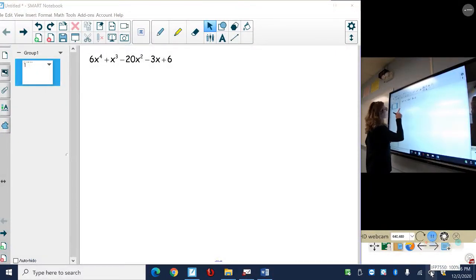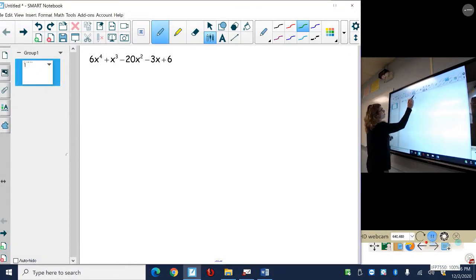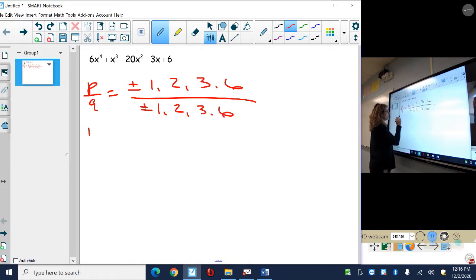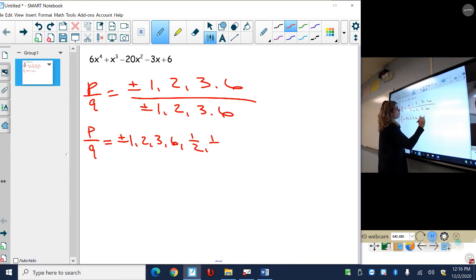Okay, this is number 8. So if I'm doing P over Q values, the very first thing I'm going to do is P over Q. I'm going to do plus or minus 1, 2, 3, and 6 over plus or minus 1, 2, 3, and 6 to give me a complete P over Q to be plus or minus 1, 2, 3, 6, 1 half.